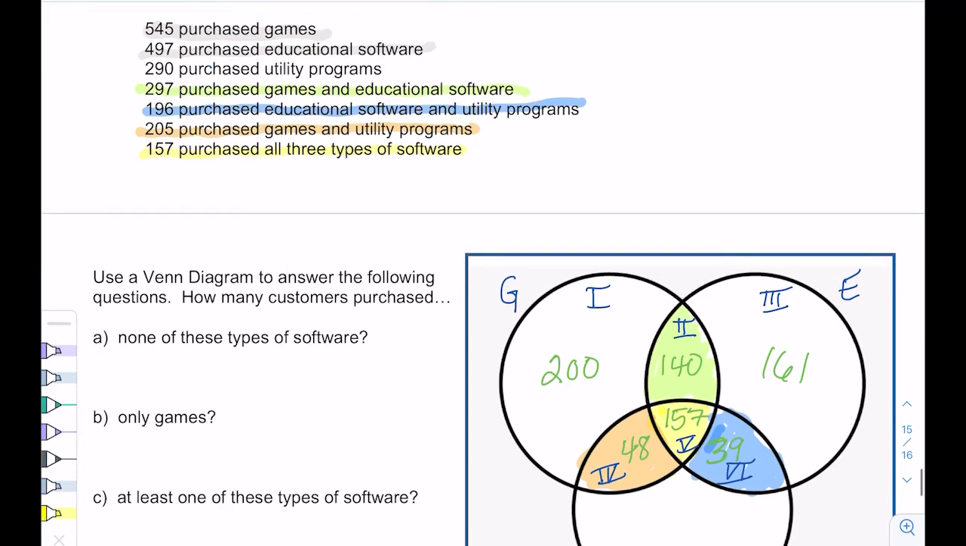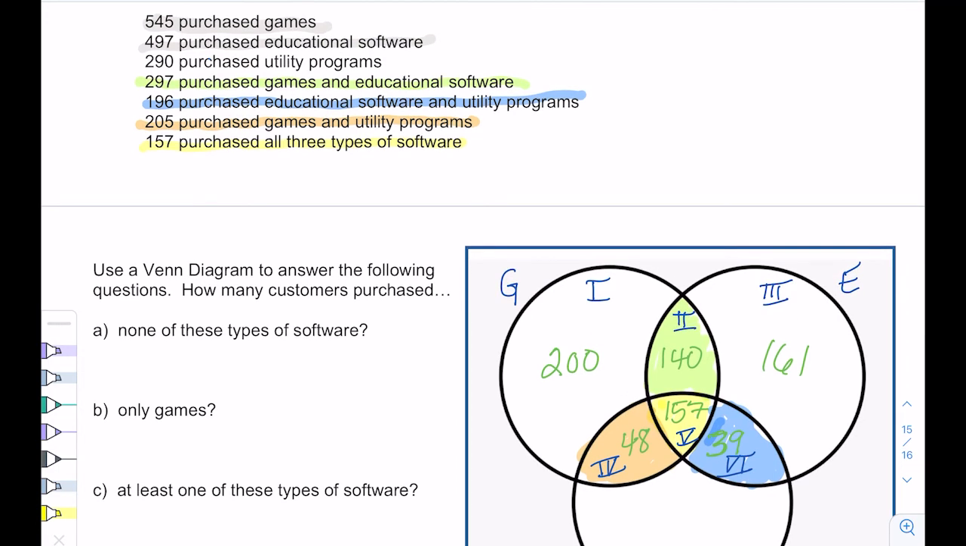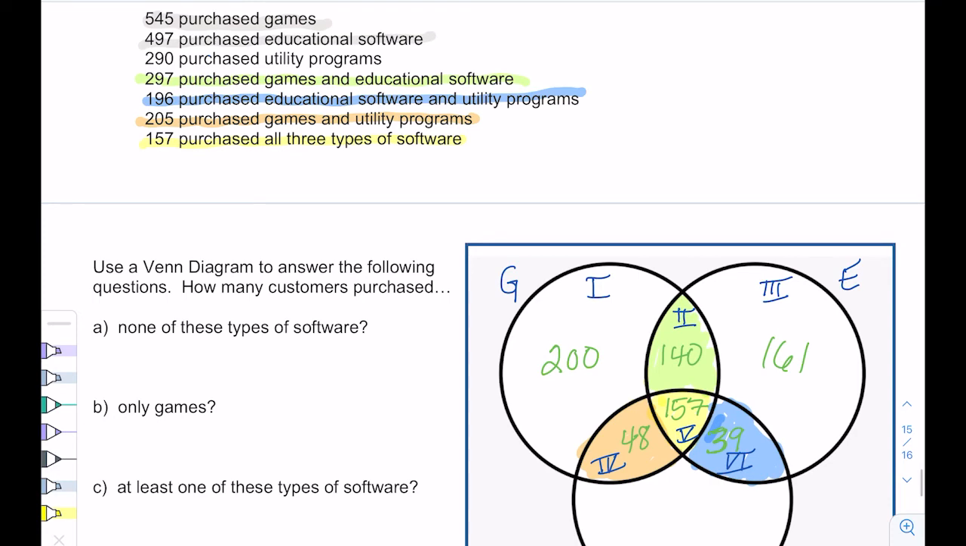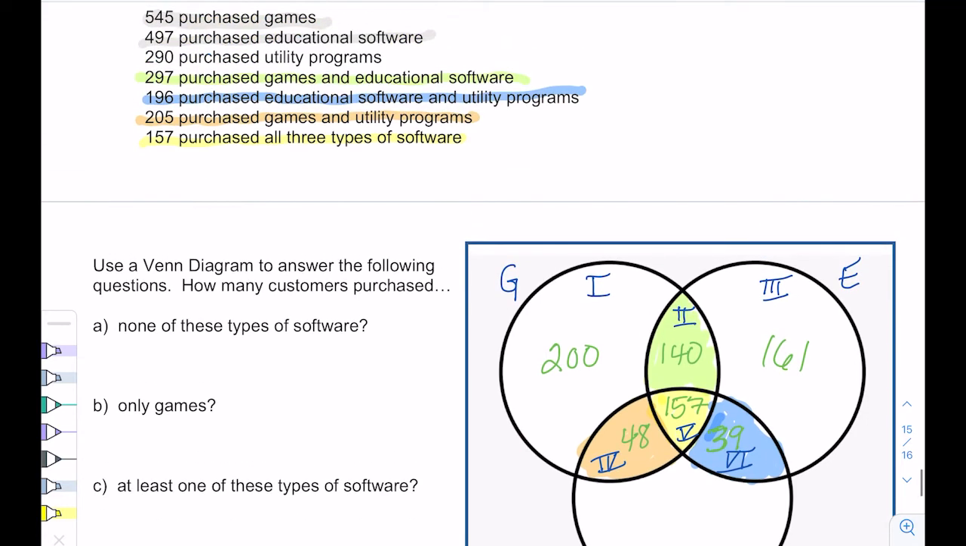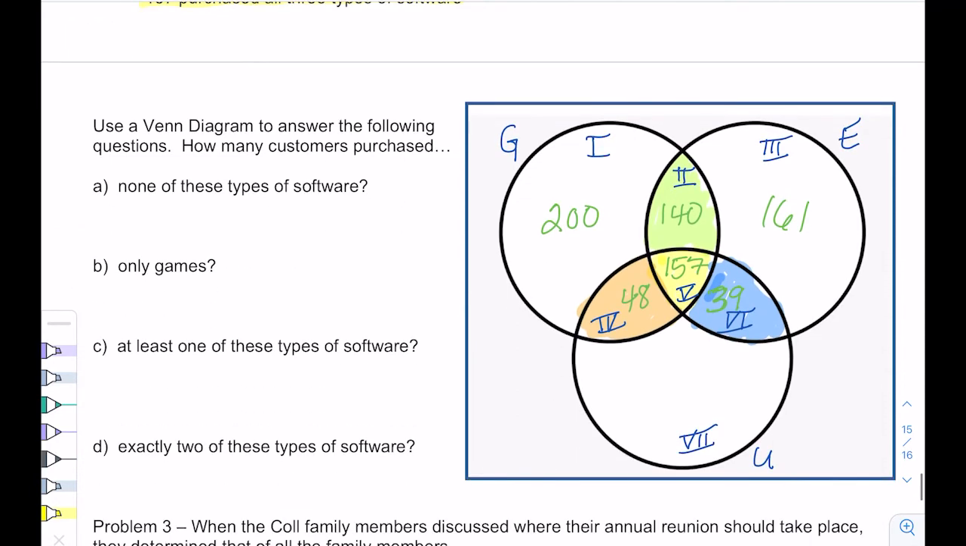And then the only one that's left is utility programs. So it tells me that 290 purchased utility programs. So looking at the bottom circle, I need to take 48 plus 157 plus 39. So add the orange, the yellow, and the blue regions, and then subtract that from 290. And when you do that, you should get 46.